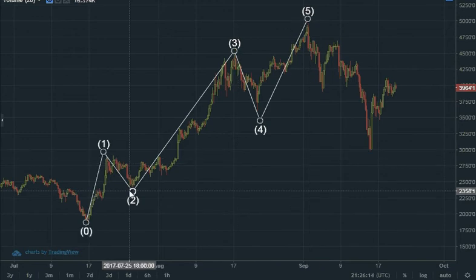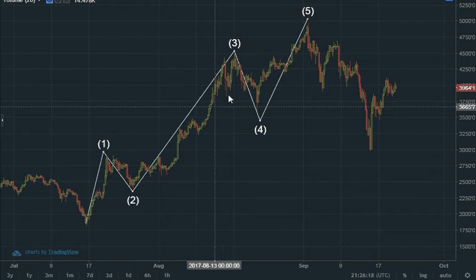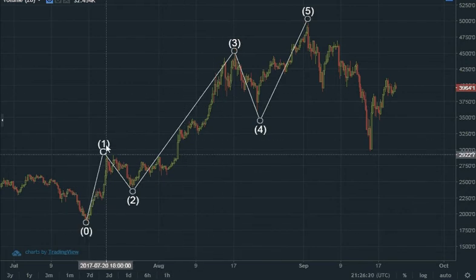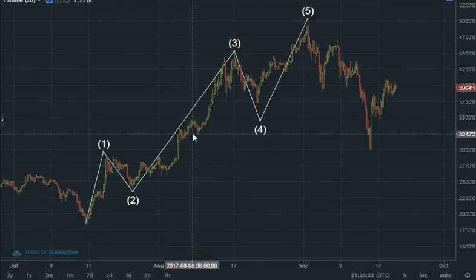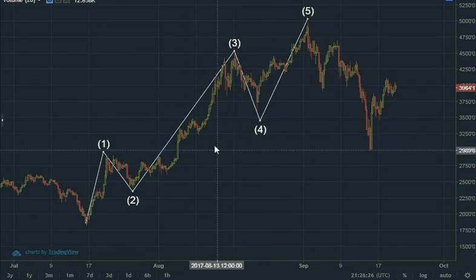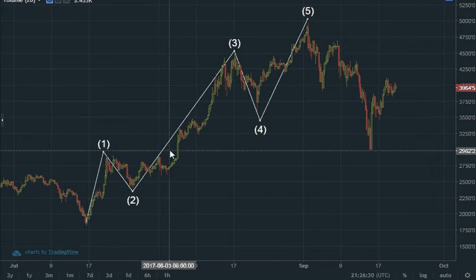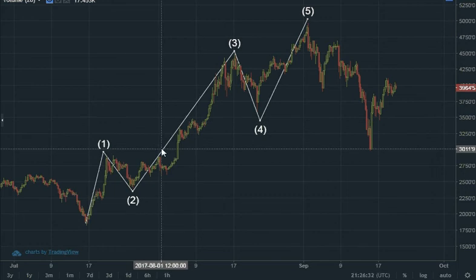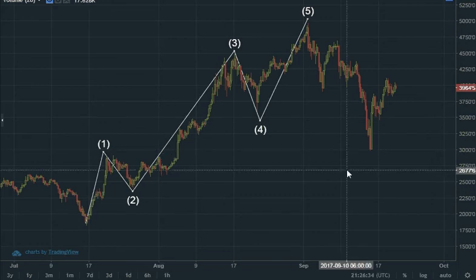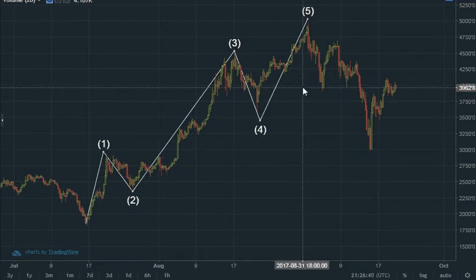The other rule is wave 3 cannot be the shortest. So let's check. Wave 1 is this long, about half the size of wave 3. Wave 4 is about half the size of wave 3. Wave 5 is probably 0.618 of wave 3 in this case. And these waves, 1, 2, 3, 4, and 5, have Fibonacci ratios.